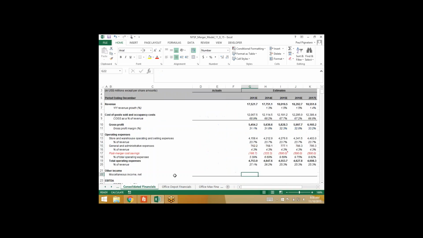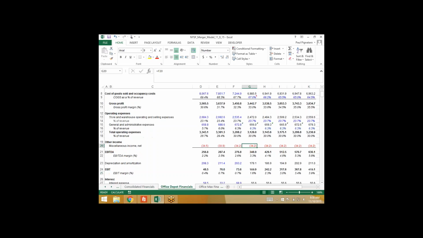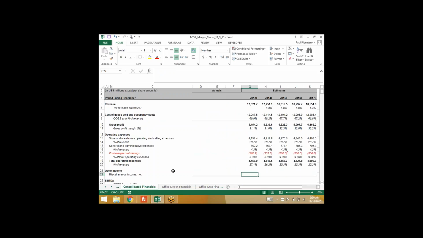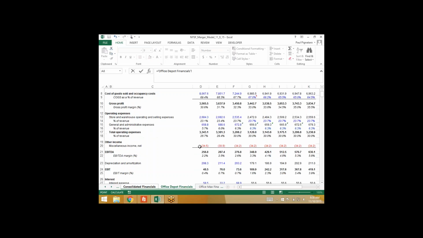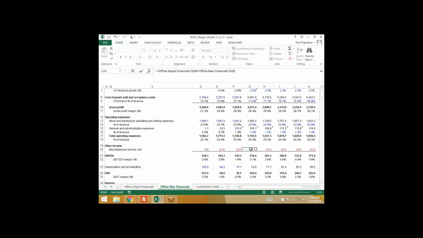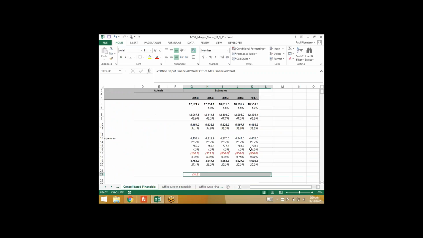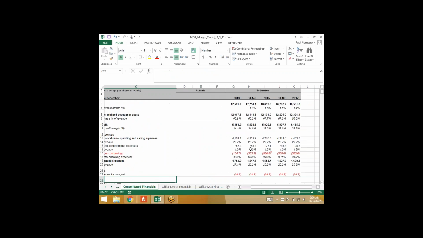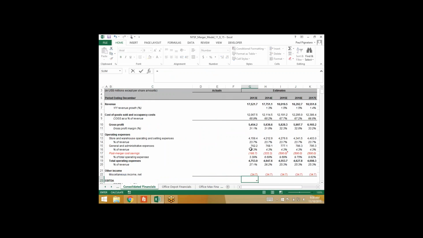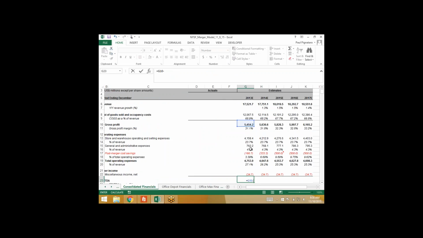Funny though, it's negative. Well, negative meaning it's coming in. Yeah, it's negative, it's income. So I'm just going to add Office Depot plus Office Max. And so the EBITDA is simply the gross profit minus OpEx minus income.